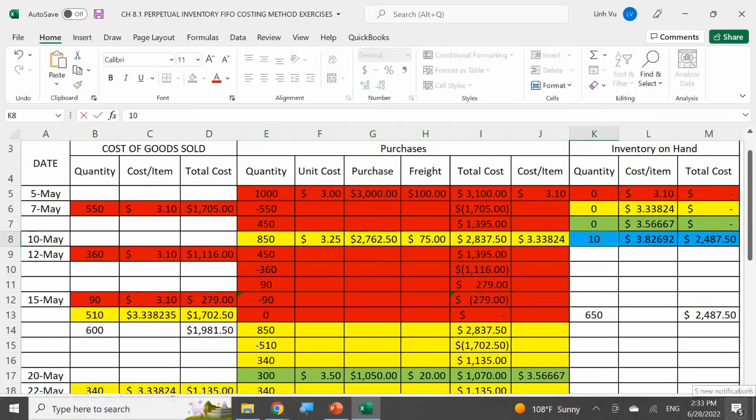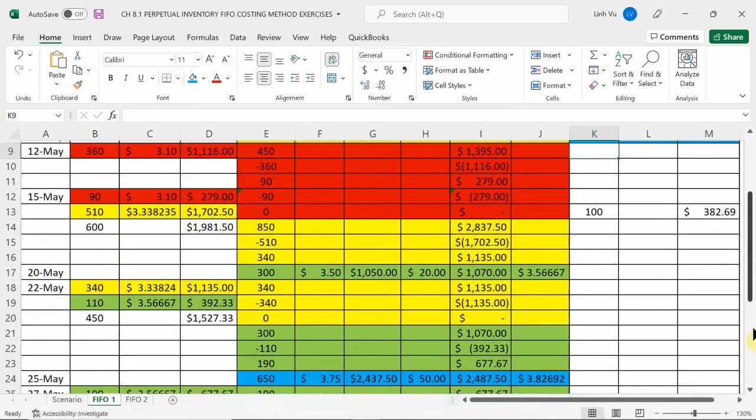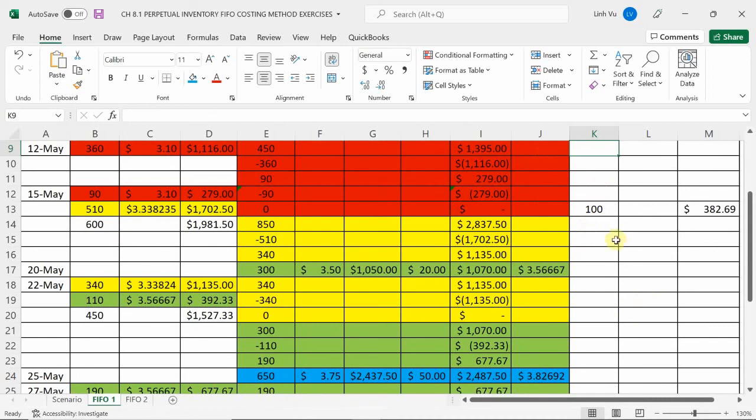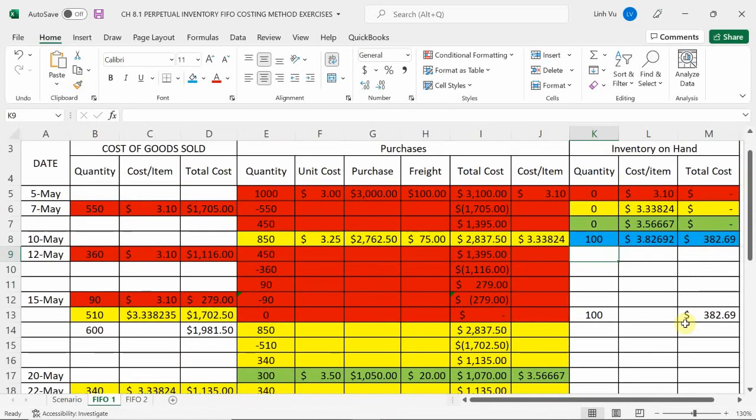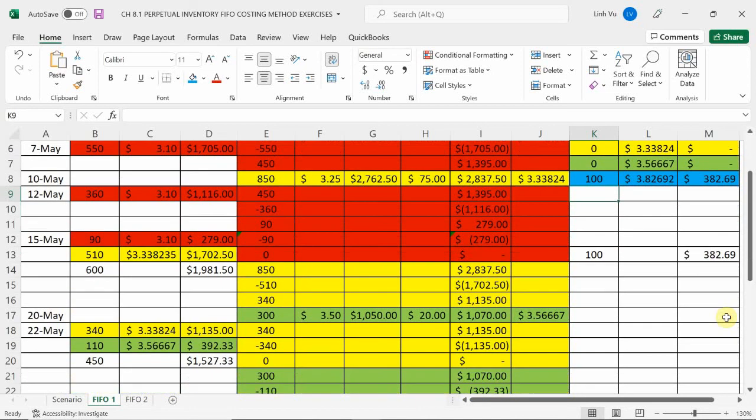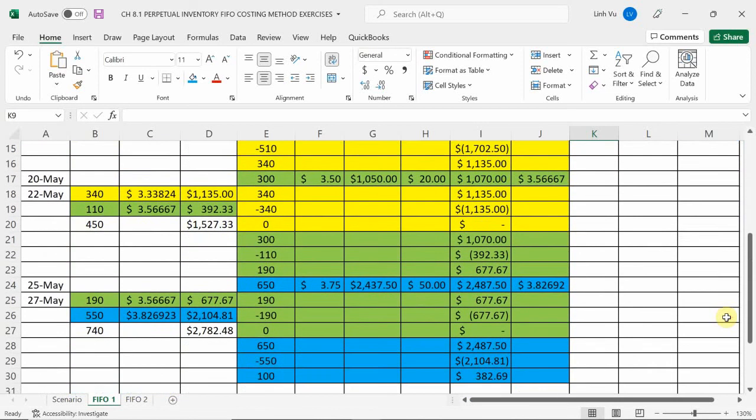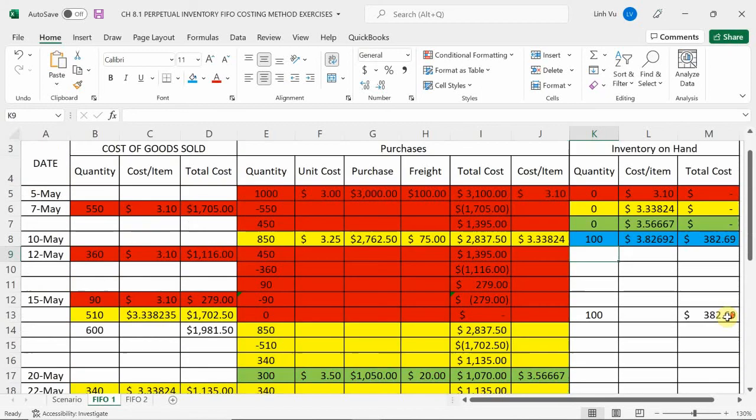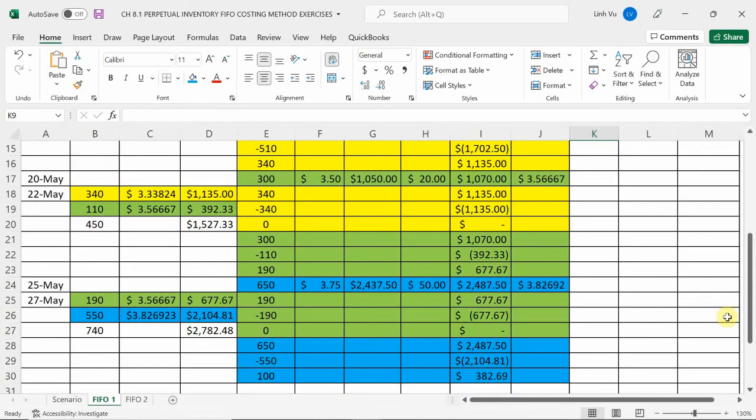And what did my ending balance say as of May 31st? I should have 100 units left remaining in my blue batch for $382.69. And that's how we did the very first one. Any questions?